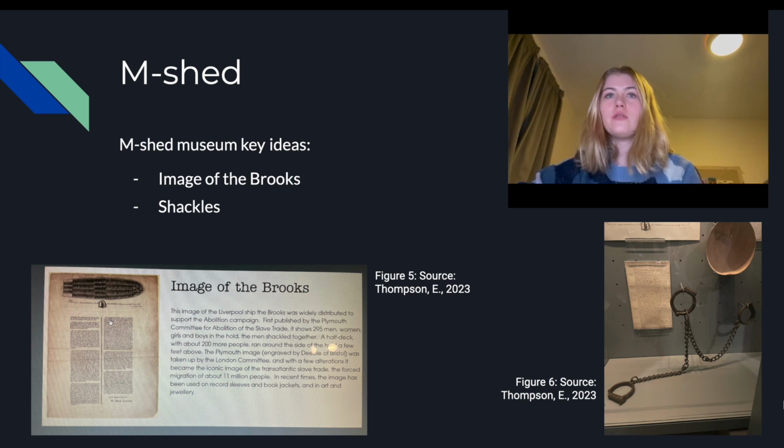Therefore, when on the field trip, we decided to look into Bristol's slave history in greater depth. This led us to the M-Shed Museum, where we found key ideas on the image of the bricks, which showed us a typical configuration of how slaves would be arranged lying down to take advantage of the space, and shackles, which were used to control enslaved Africans on board slave ships whilst awaiting sale or on a plantation. These artifacts provided us with greater interest to look deeper into the root of slavery.